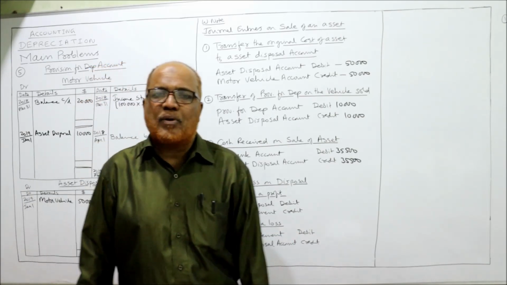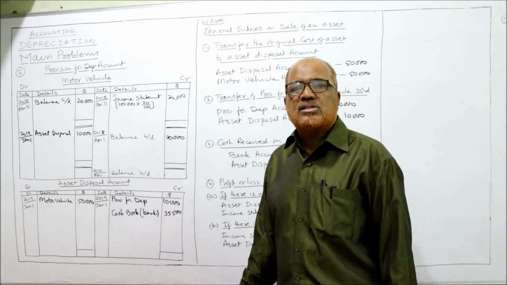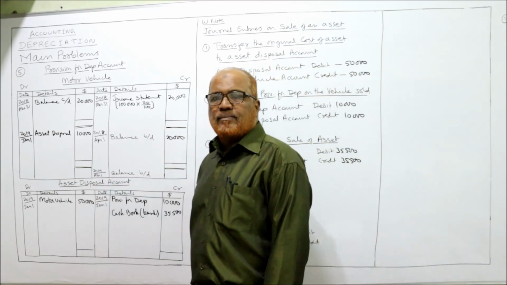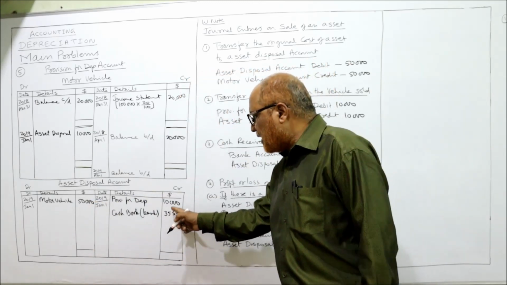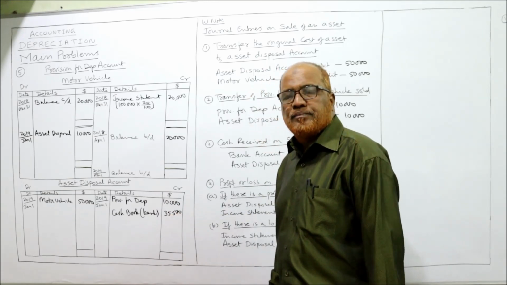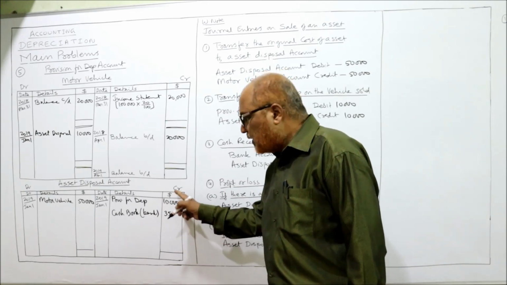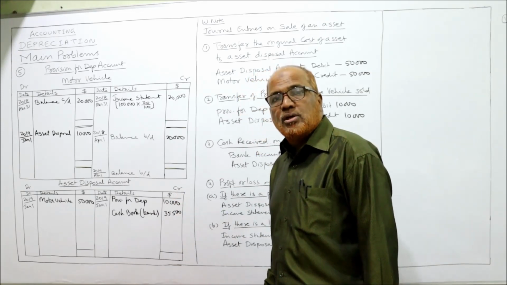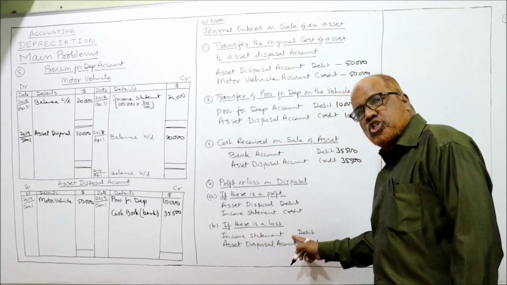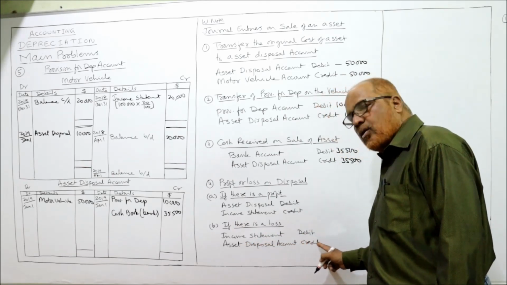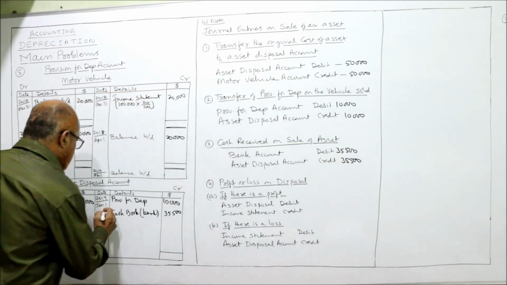On this asset, what is the profit or loss? If the credit side is less, there is a loss. If the debit side is less, there is a profit. Here on the debit side we have 50,000. On the credit side we have 45,500. See here, 35,500 plus 10,000, 45,500. So here it is less. So there is a loss. What is the entry for loss? If there is a loss, income statement debit and asset disposal account credit. So on the asset disposal account credit side, I am writing income statement.